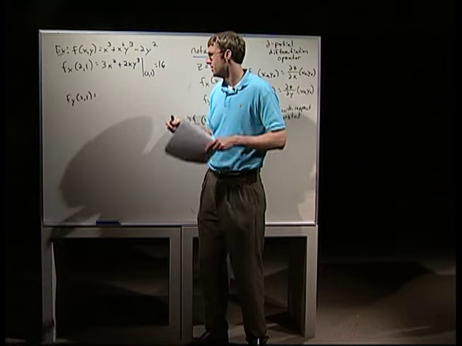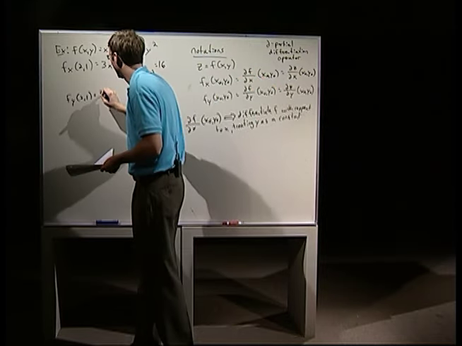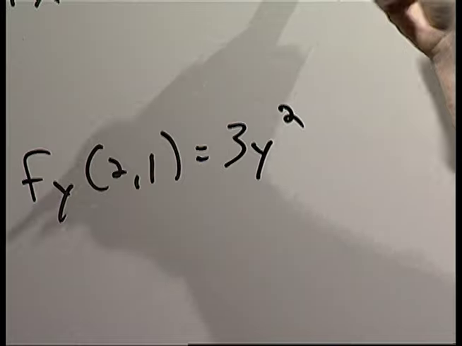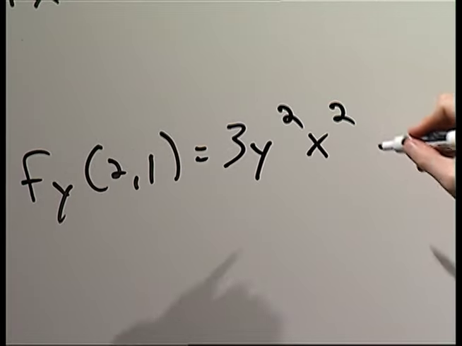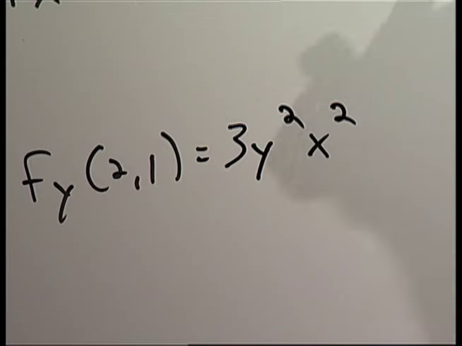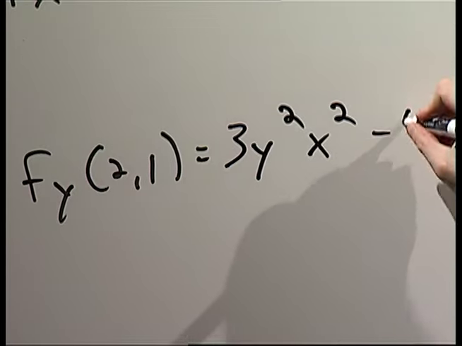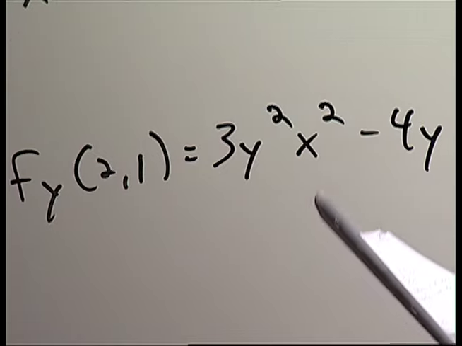So what is the derivative? The derivative is 3y squared times the constant. The constant is x squared, right? And this is just a y piece here. That's easy. We know how to do that. That's minus 4y. Evaluated at, what do I want to do here?